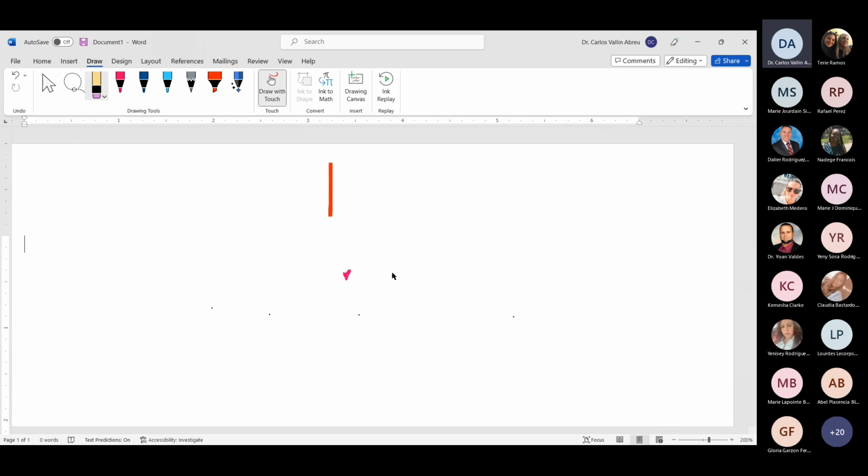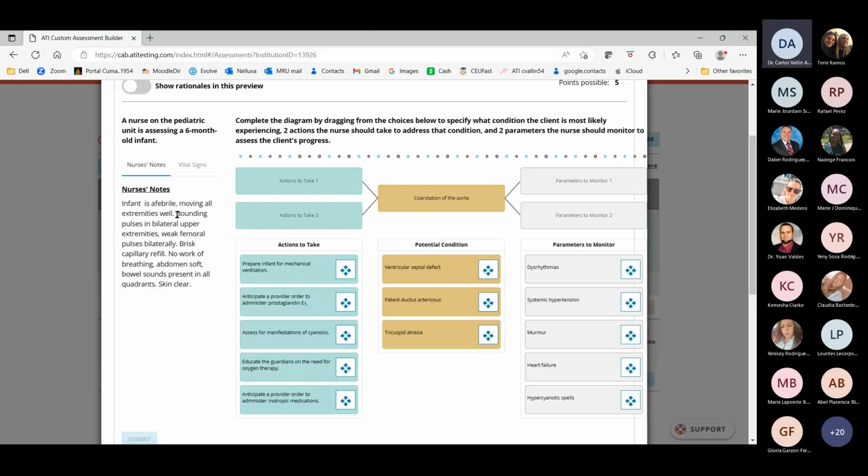Okay, so it is a diagnosis that you make immediately when they say bounding pulses in the upper extremities but weak pulses in the femoral area. Brisk capillary refill, no work of breathing, abdomen is soft, bowel sounds present, skin clear. So it's a coarctation of the aorta. Vital signs, temperature okay, heart rate is, for 6 months, elevated.